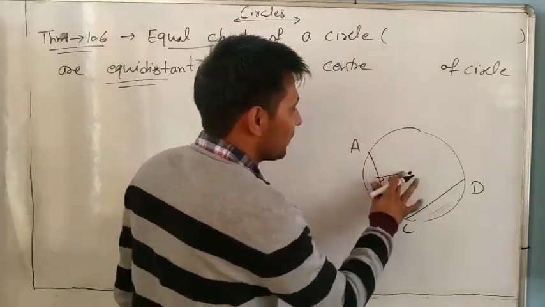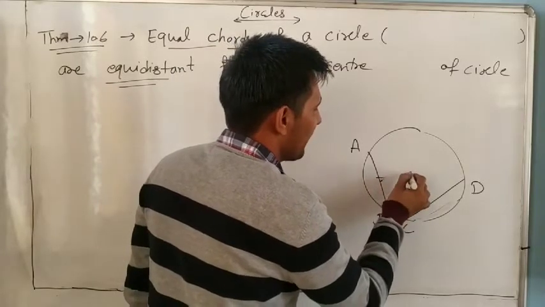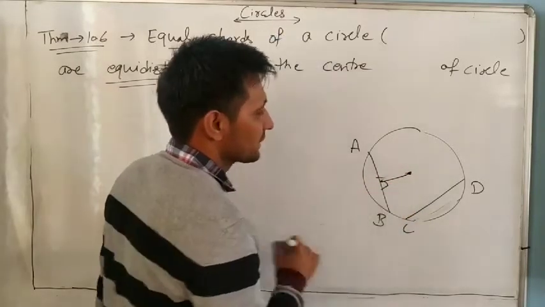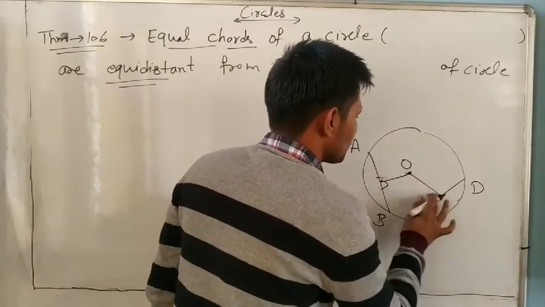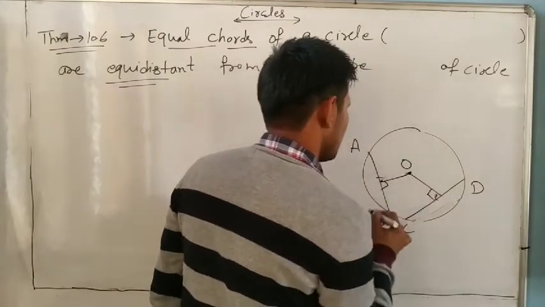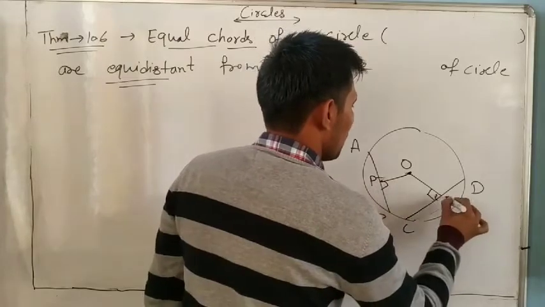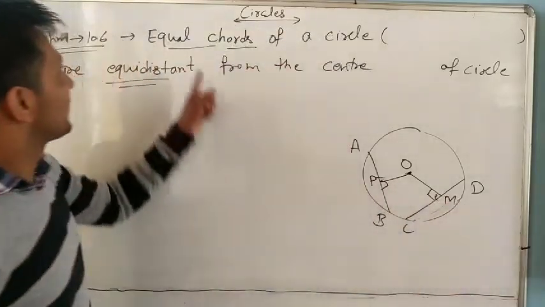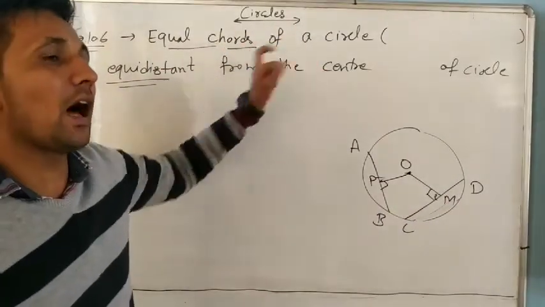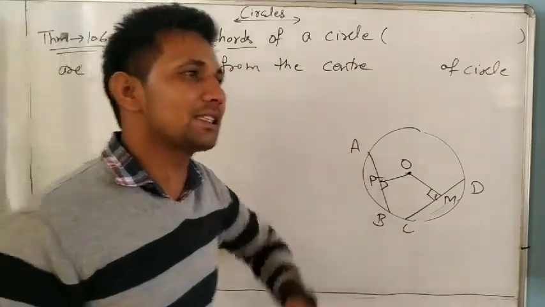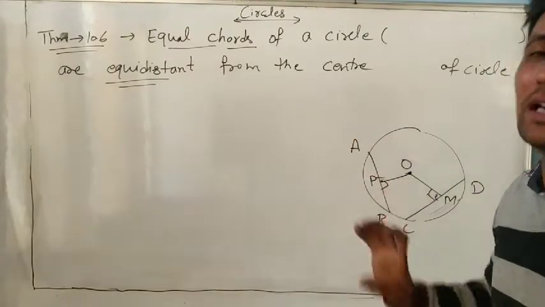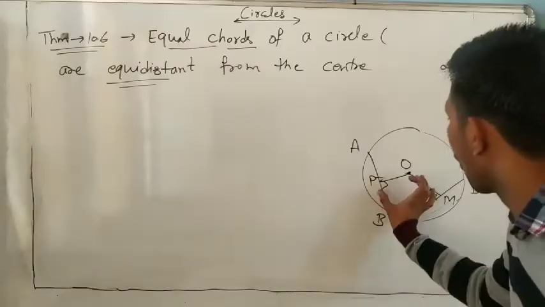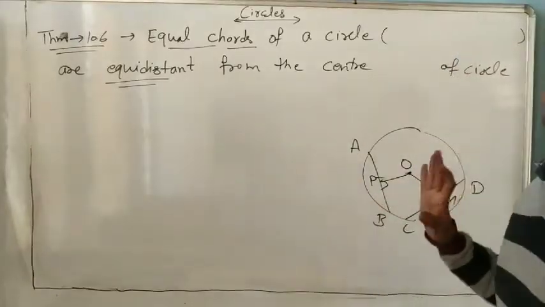So distance between a point and a line, how will you find? Perpendicular distance. And here is also perpendicular distance. O, it is also perpendicular. OP, OM. What I am saying, equal chords of a circle are equidistant from the center. It means both of the chords are equal distance from the center. It means OP equal to OM.